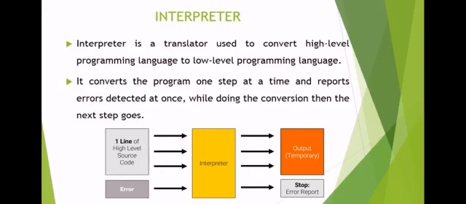Same way the interpreter works. One line at a time is executed by the interpreter, and the output is generated for the first step. Then the next step goes. If any error occurs in the program, you have to detect the error, correct it, and then the next step goes ahead.